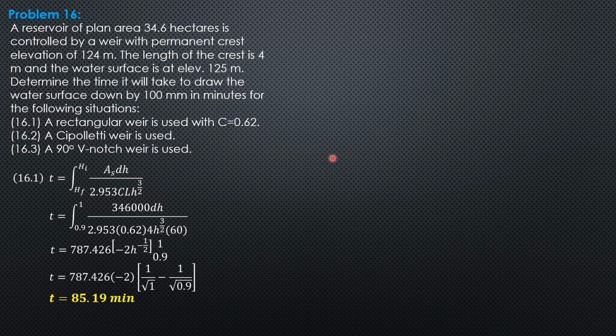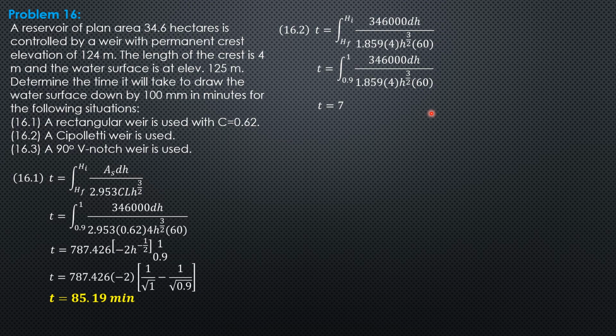For the Cipolletti weir, same exponent of the variable. So same integral except for the constant. So time is integral from HF to HI of area S, 346,000 dh. Formula for Cipolletti weir is 1.859 L, where L is 4 meters, the length of crest, then h to the 3 halves. Then again introduce 60 to convert the time to minutes. So the constant is 775.507 times negative 2, 1 over square root of upper limit minus 1 over square root of lower limit. So the time is 83.90 minutes.